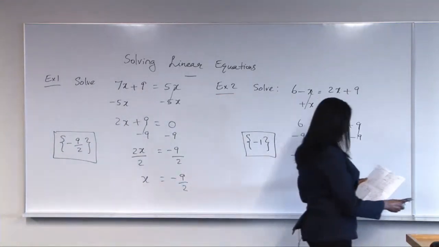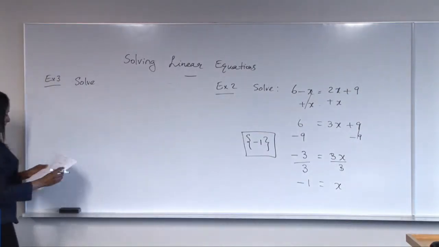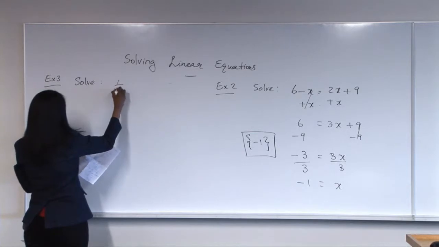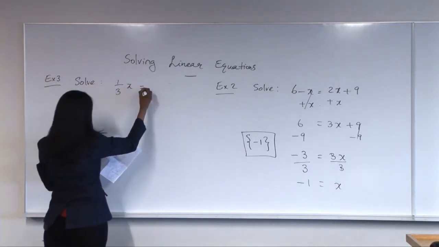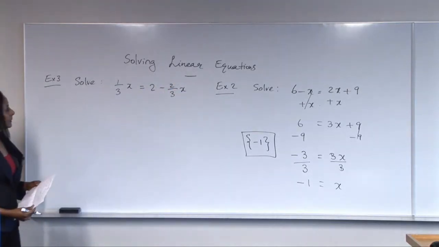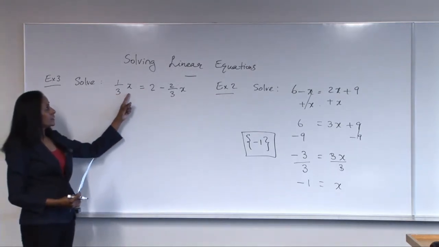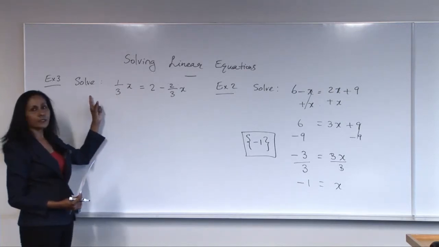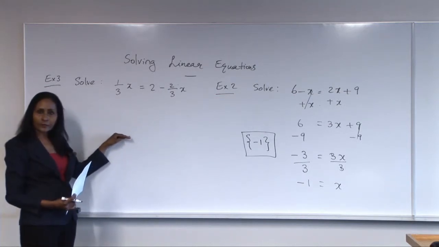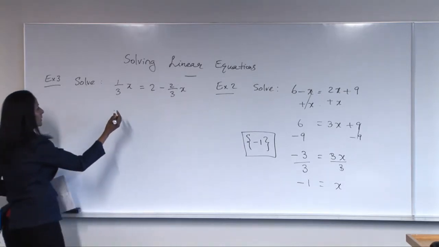So next problem, next is example 3. Here the question is solve 1/3 x is equal to 2 minus 2/3 x. Here again this is an equation with a variable x, and the question is solve this linear equation. So we need to solve for the variable x, and you are going to combine all of the x terms together and the constant term together on the other side.